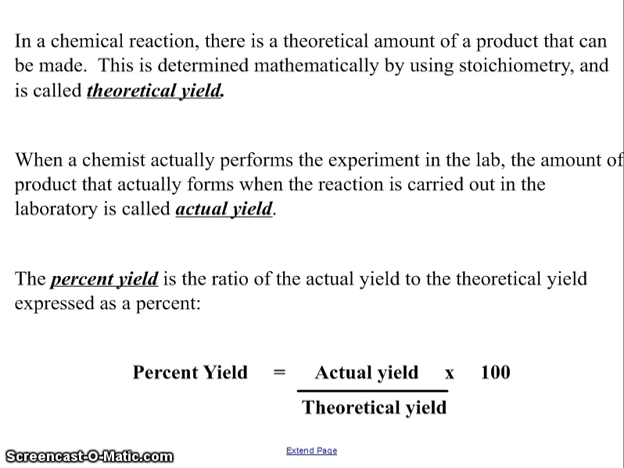Well, it's the same thing in chemistry. There's a theoretical amount of a product that you can make. This is determined through a stoichiometric problem. And the answer to your stoichiometry problem is called your theoretical yield. But when you actually do the experiment at a lab bench, how much you actually get when you do the chemistry is called the actual yield. And so you can use those two numbers to determine the percent yield of the reaction.